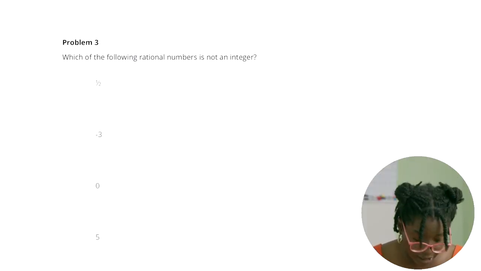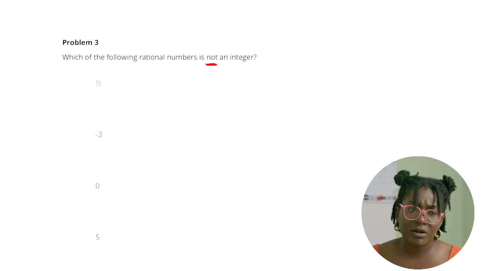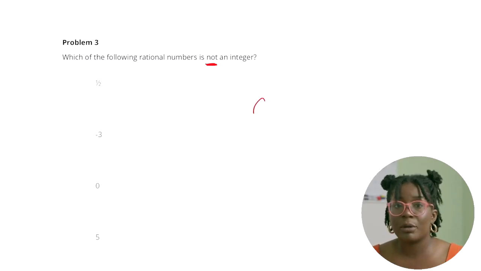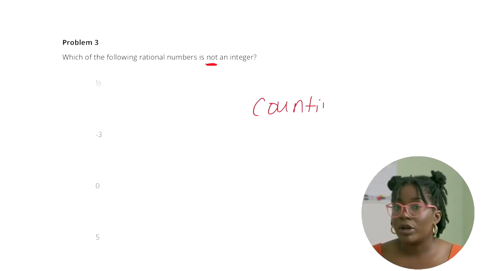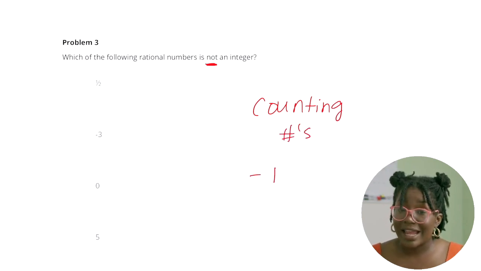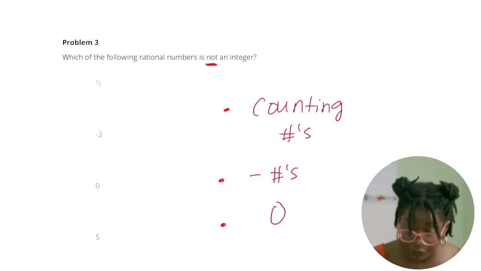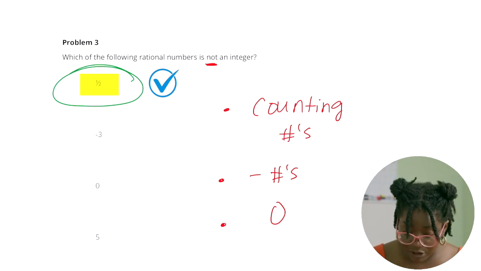Question number 3. Which of the following rational numbers is not an integer? So what exactly are integers? Well, integers are simply natural numbers, meaning 1, 2, 3, 4, 5, 6, 7, any kind of counting number, negative numbers, and 0. So which one of these 4 choices is not a natural or a counting number, a negative number, or 0? Well, it looks like the first choice. So our answer to this question is the first option, 1/2.